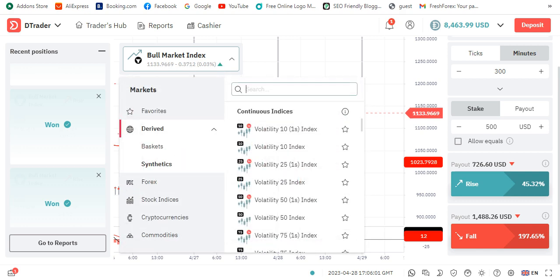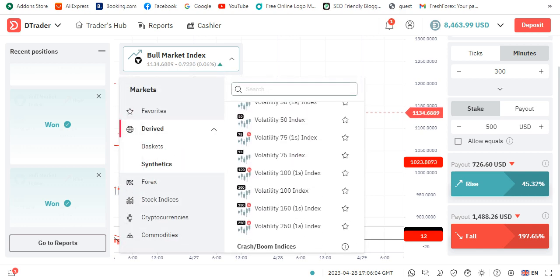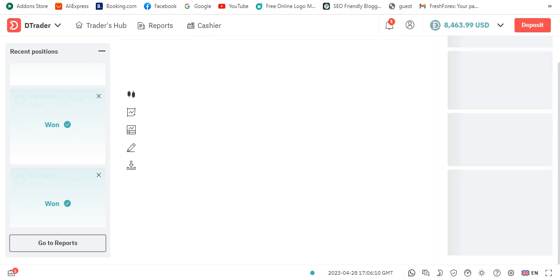It's going to be very quick and very informative. Okay, so this is the volatility index, Volatility 75 Index. Click on it.